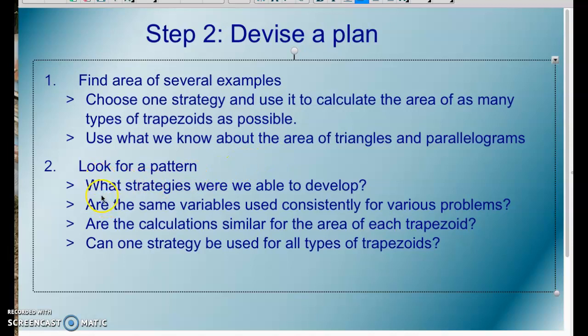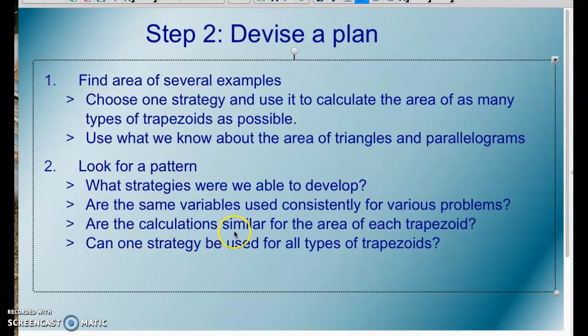Second, we are going to look for a pattern in what we find and see if we can generalize this so that we can possibly use it with any trapezoid whatsoever. So what are the strategies we were able to develop? Are the same variables used consistently for various problems? So are we using the same numbers from the same places on our trapezoid consistently? So maybe we could generalize and come up with a formula at a later point.